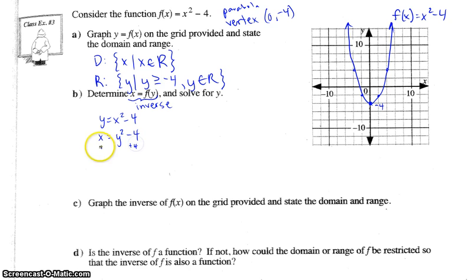Add 4 to both sides. X plus 4 equals y squared. And get rid of the square by square rooting both sides. And we would have y equals the square root of x plus 4. Okay, now I've missed something there. When you square root both sides, you should have a plus or minus in front of that square root.